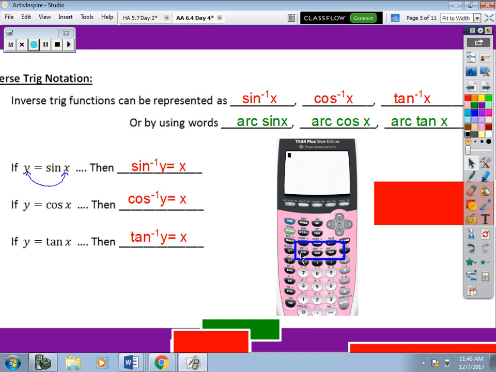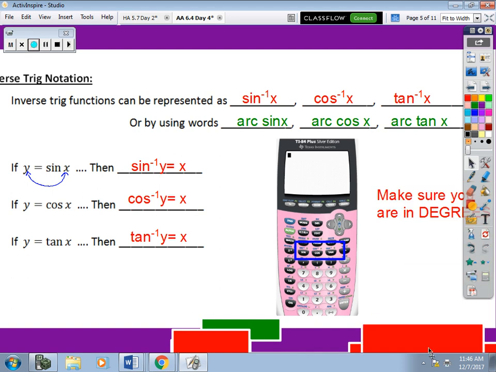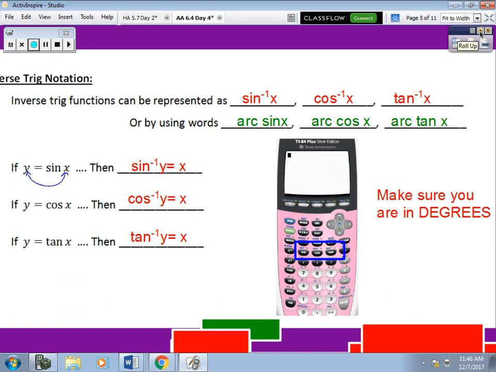You'll see that the buttons are located right above sine, cosine, and tangent, so you just have to press second and do those. You do want to make sure you are in degree mode today, because I think all of our problems are in degrees. So check and make sure you're not in radians before we start.